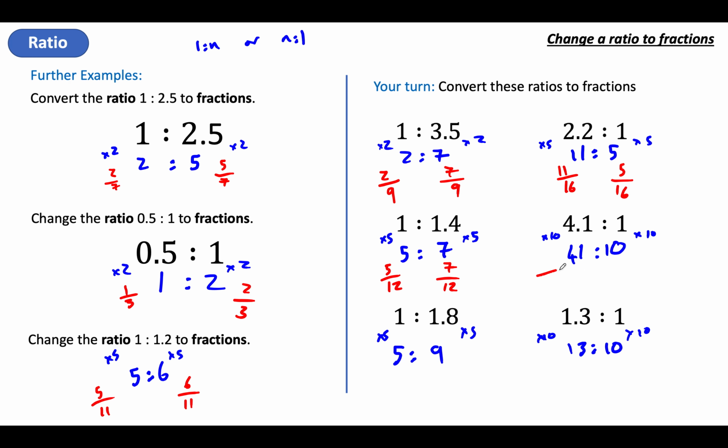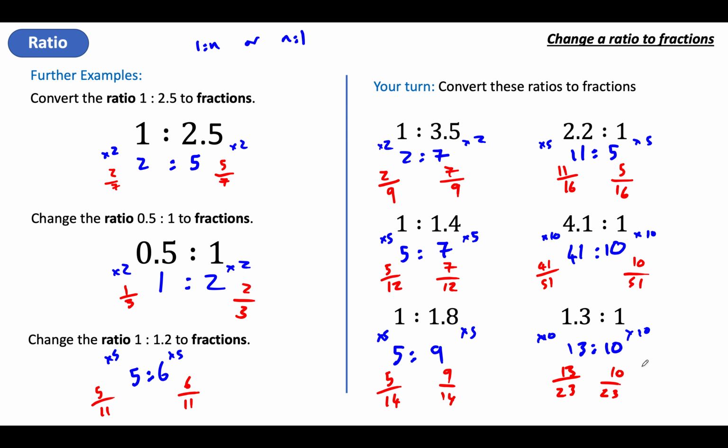Well, 41 and 10 is 51, but that's fine. So that's 41 out of 51, and 10 over 51. 5 and 9 is 14, so it's 5/14 and 9/14. And this one, 13 and 10 is 23, so it's 13 over 23 and 10 over 23. I think he invented a whole new word there. Right, fair enough.